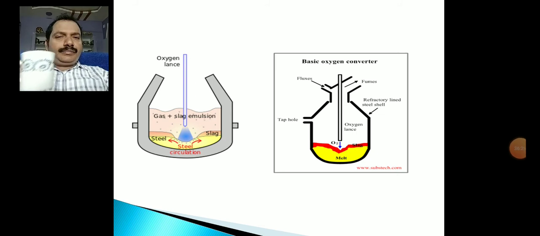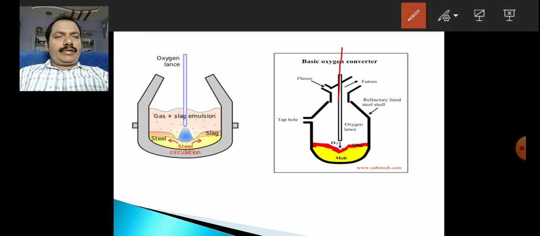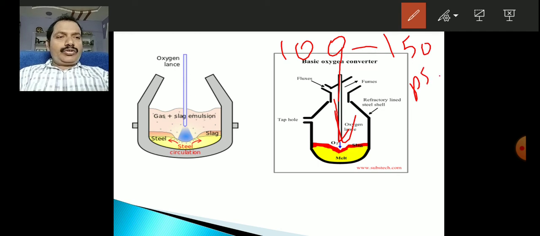That means the oxygen here is being supplied at high pressures, that is 100 to 150 psi. With this much pressure, the oxygen is supplied onto the surface of this pig iron bath which is available in the converter.